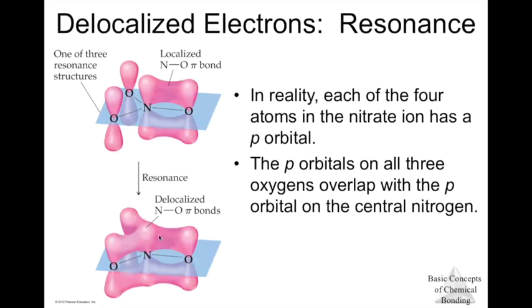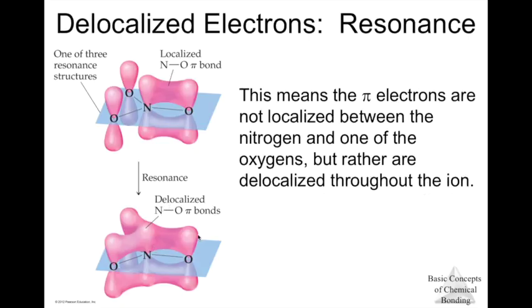And so these guys would be considered delocalized. Right here it's localized, they're stuck here. But now really what's going on is those electrons are basically free to be anywhere in there, because again it's electron probability. So this is what it looks like in reality, and we call that delocalized. So the pi electrons are not localized between the nitrogen, and they're delocalized throughout the ion.